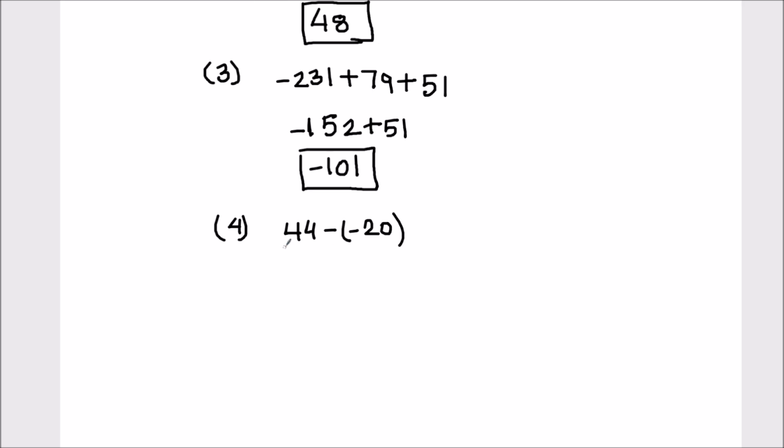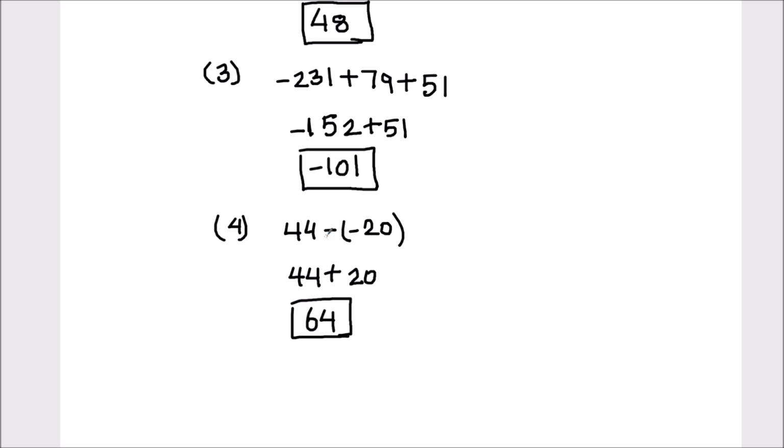The fourth example is 44 minus, minus 20. So here we have two negative signs. So we'll write the first number, 44. Now this negative sign and a negative sign, and there's a parenthesis or a bracket in between. When there's a bracket in between, we are going to multiply the two signs. So negative times negative is positive. The sign will be positive, and then we'll write the number. So 44 plus 20. 44 plus 20 is 64.